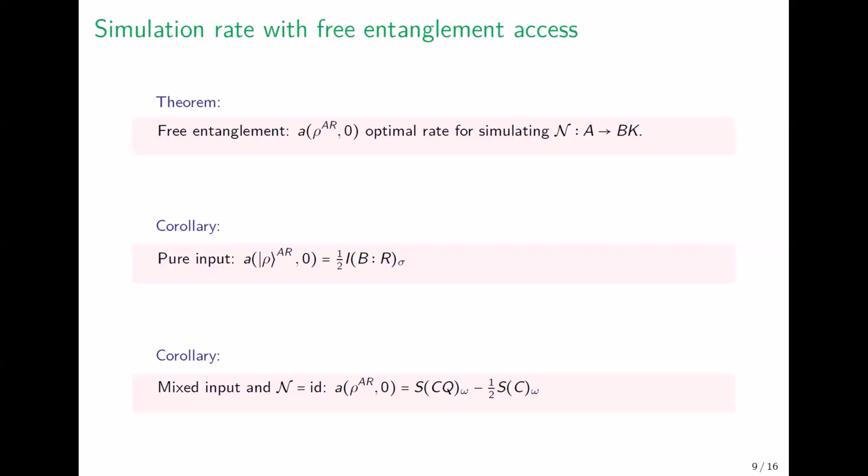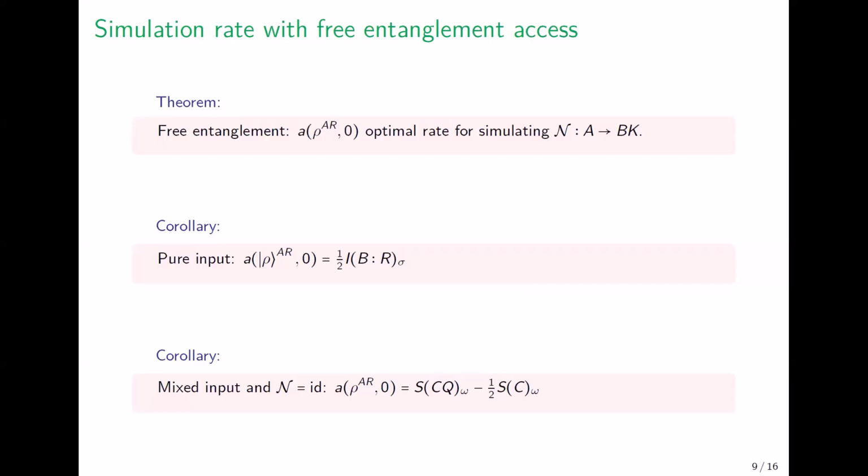Okay, so for the simulation of a channel, when we have access to free entanglement, we show that this functional, the A function with gamma equal to 0, is the optimal rate for the simulation of a given channel. And this function is actually computable. It is single-letter and it has very nice properties. I already introduced the function.